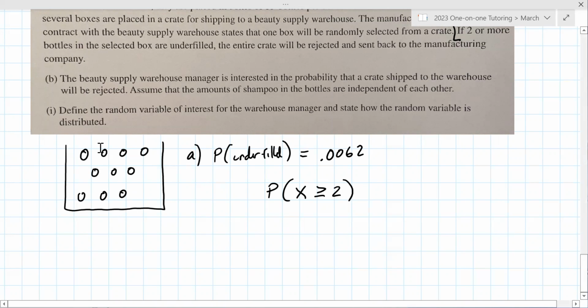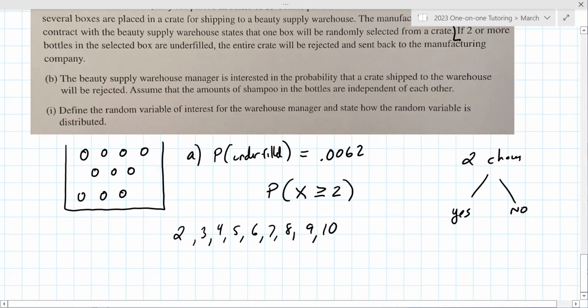So it could be that 2 are underfilled, or it could be that 3 are underfilled, or 4 or 5 or 6 or 7 or 8 or 9 or 10. But there's 2 choices. They're either yes, underfilled, or no, not underfilled.